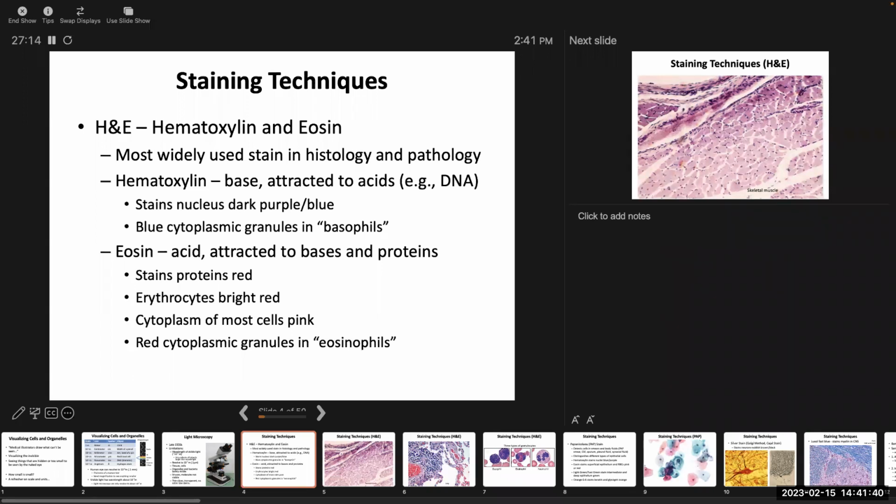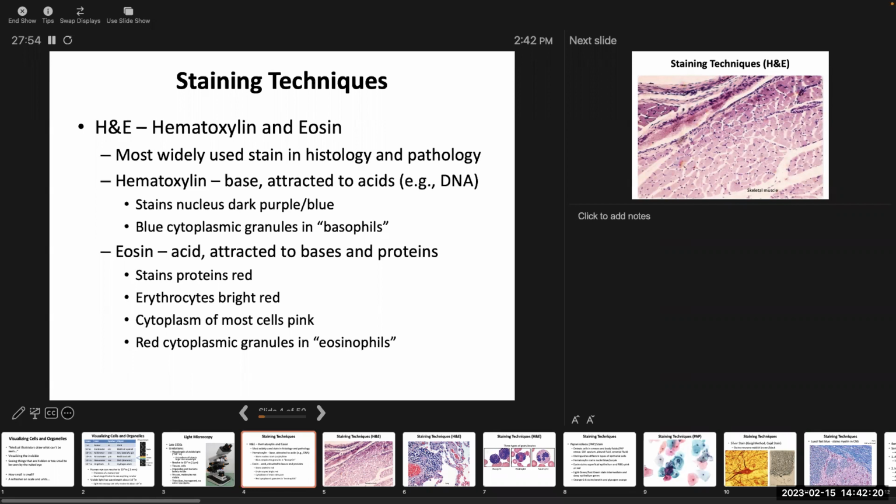So eosin is acidic, so it's going to be attracted to anything that's a base, but it also happens to be attracted to proteins in cells. Eosin has a red color, so any large concentration of proteins is going to stain red. And one of the classic examples of that is the red blood cell, the erythrocyte. An erythrocyte is basically just a big bag of protein.